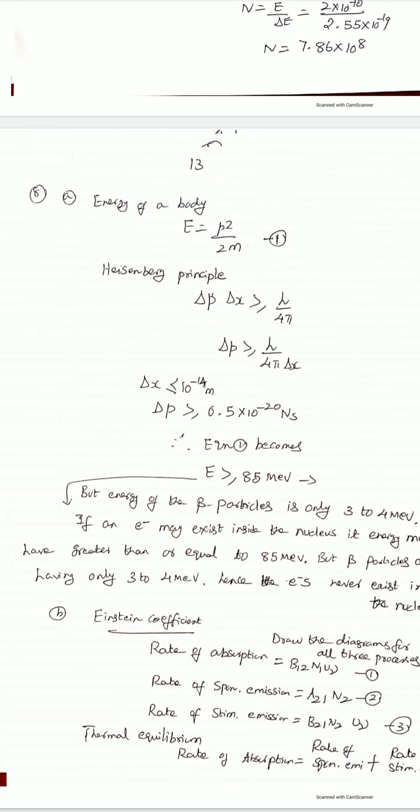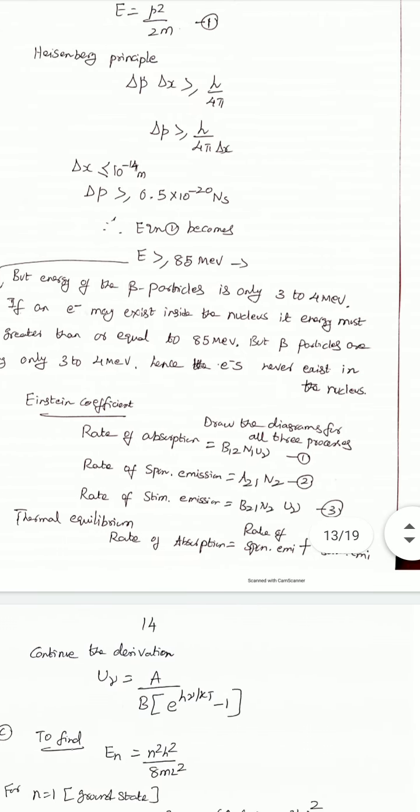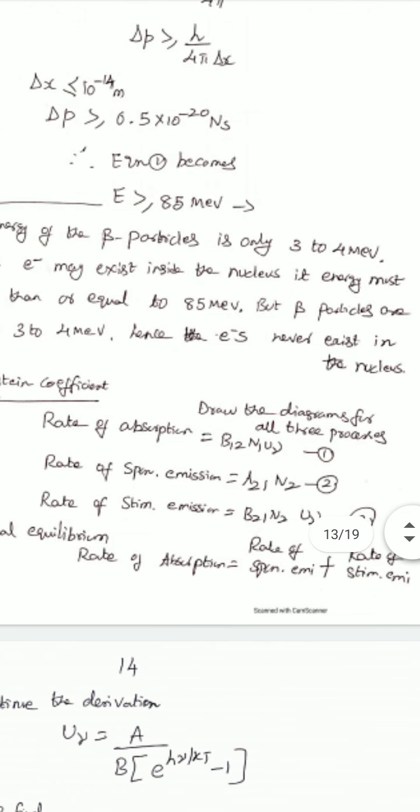Then the next one is regarding the Einstein coefficient derivation. For the Einstein coefficient, first you have to draw all these figures showing how the rate of absorption takes place: the absorption process, the spontaneous emission process, and the stimulated emission process. That energy level diagram you have to draw. With that you have to explain and give the definitions of absorption and spontaneous emission. Then you write the equations for the rate of absorption and the rate of spontaneous emission.